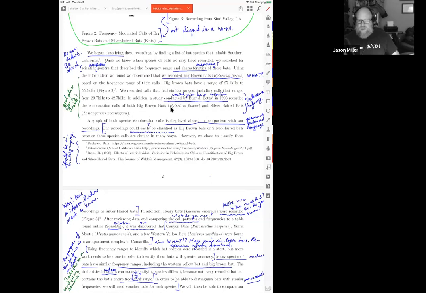And then if the readers see a table there, you can say, hey, you can notice in table 1 that the calls of the big brown bats and the silver-haired bats are easily confused on the basis of their range of frequencies. And this was described well in Burr-Betts' 1998 paper.